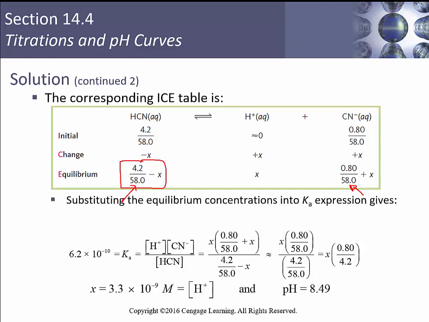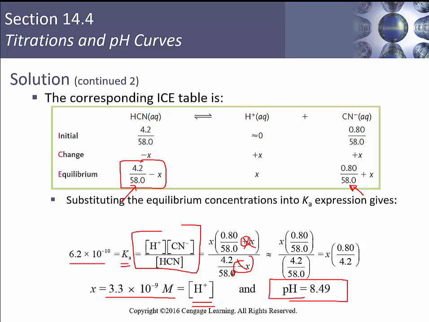Substituting the equilibrium concentrations, our numerical value for K is going to be products over reactants. We're just going to do X and then 0.8 over 58 and 4.2 over 58. And these X's are going to be small, right? So we're going to get rid of these. We're going to end up solving for X, 3.3 times 10 to the minus 8 molar, which is our H+ concentration, and our corresponding pH is going to be 8.49.